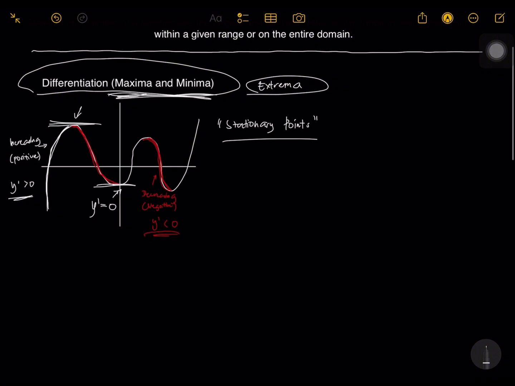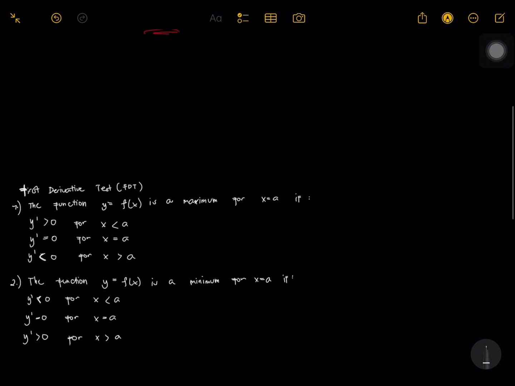We're going to proceed here. So we have the first derivative test, or FDT. The first one: the function y equals f of x is a maximum for x equal to a if the derivative of y is greater than 0 for x less than a, the derivative of y equals 0 for x equals a, and the derivative of y is less than 0 for x greater than a.